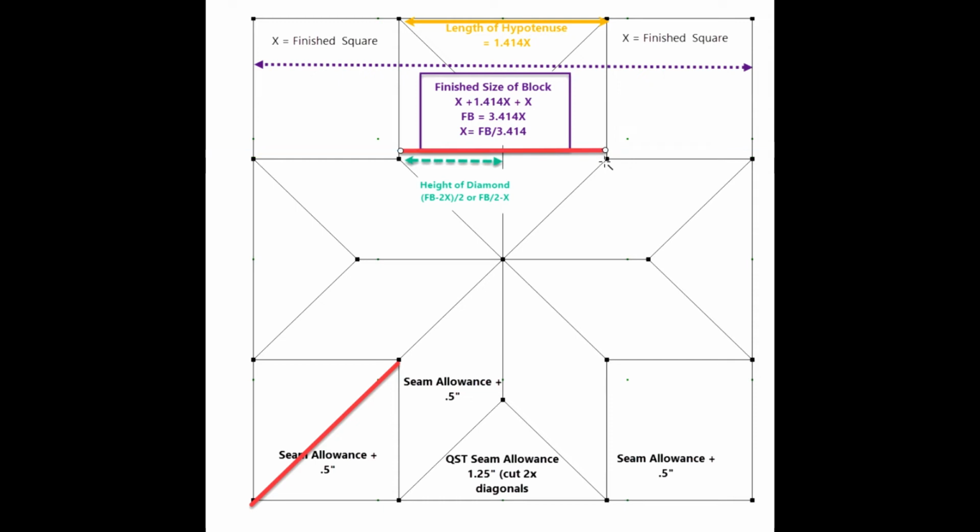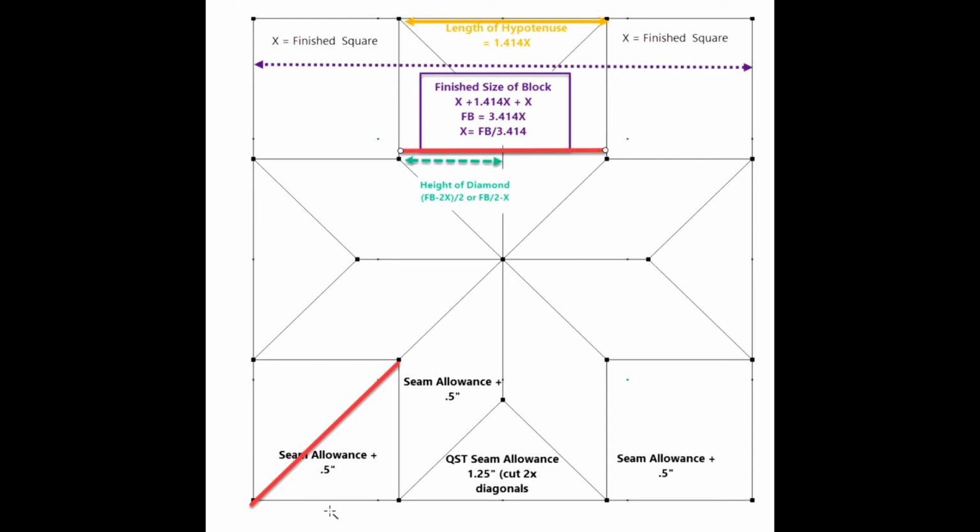All right? And because it's 2 diamonds, we have to divide that in half to get the height of the diamond, which is in green. So the finished block minus twice the size of the finished squares divided by 2 is going to be equal to the size of the diamond height. So now let's talk about seam allowance. We need to add our seam allowance, and let's move down here.